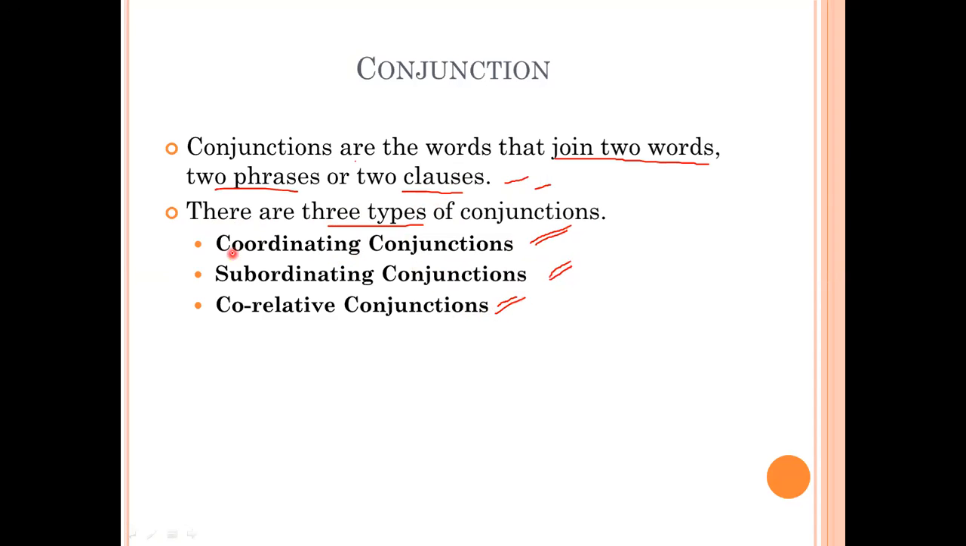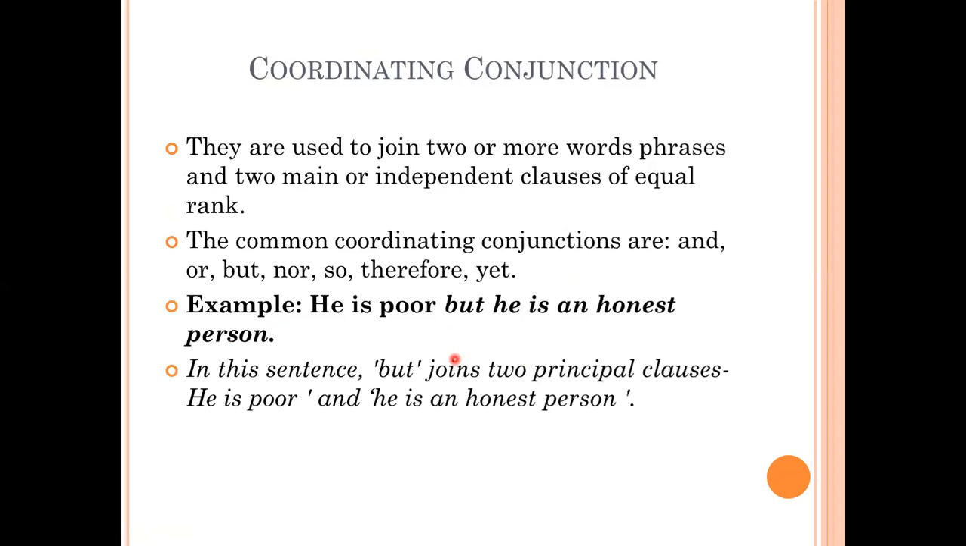I think you might have heard about coordinating conjunctions and subordinating conjunctions. And what is a correlative conjunction? Correlative conjunctions are used in pairs, where two words come together, like not only but also. So not only but also is a correlative conjunction. Let's go through these types one by one. First of all, we'll talk about coordinating conjunctions.